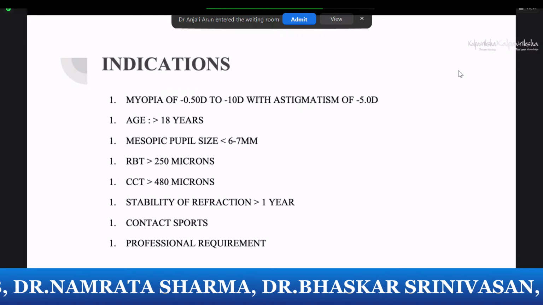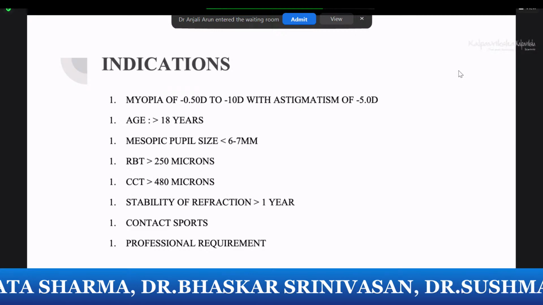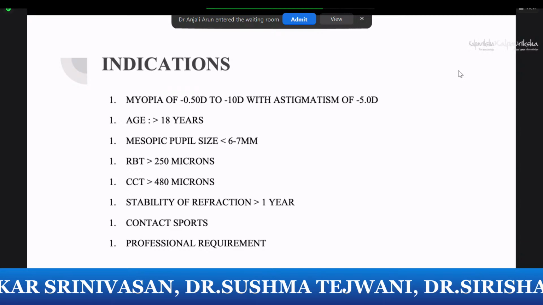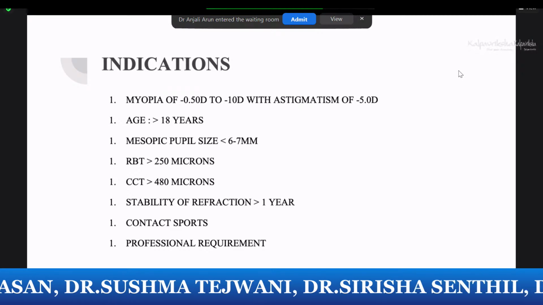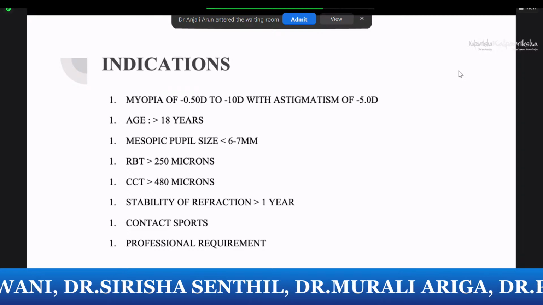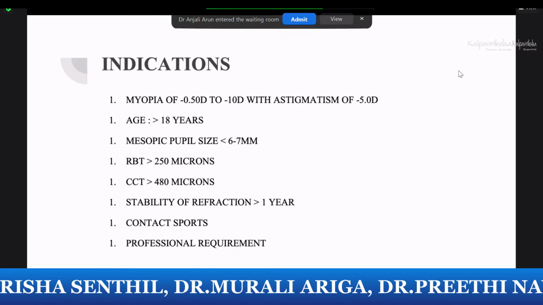Residual bed thickness of more than or equal to 250 microns. We prefer keeping it at 280 microns. It's a surgeon's call. Central corneal thickness of more than 480 microns. Stability of refraction of more than a year. Contact sports and professional requirements are some indications for SMILE.